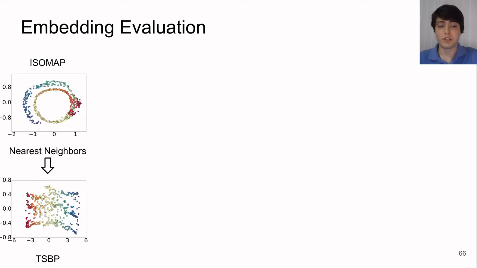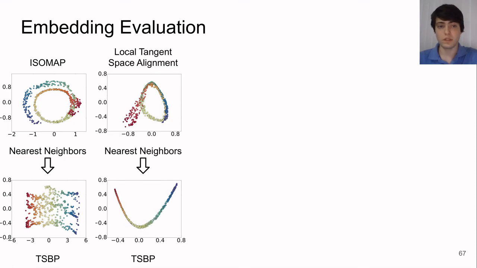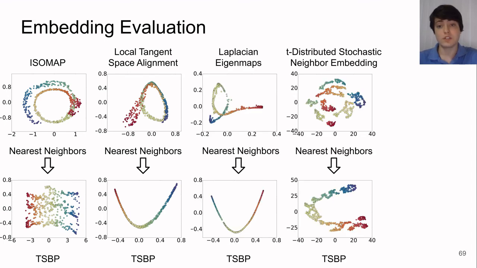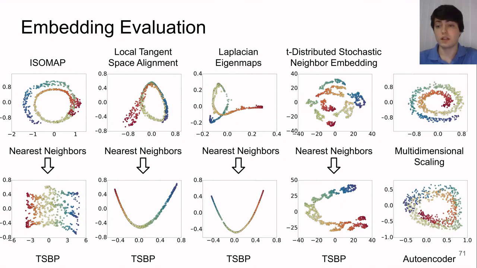Isomap shows the clearest improvement, where tangent space belief propagation allows it to produce an almost ideal embedding. With local tangent space alignment, the embedding still discards the width of the manifold, however, it no longer overlaps data from different regions of the manifold. The same is true of Laplacian eigenmaps and T-distributed stochastic neighbor embedding. Once again, multidimensional scaling and an autoencoder also fail to produce accurate embeddings.